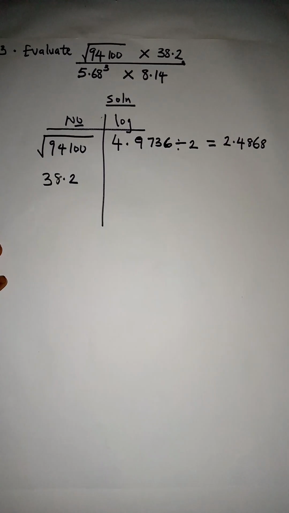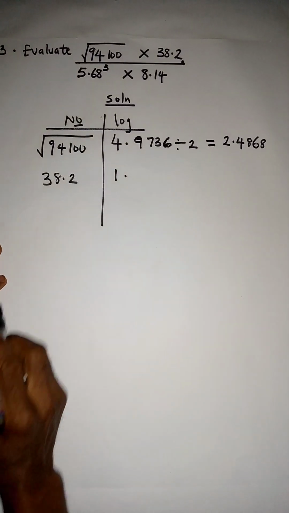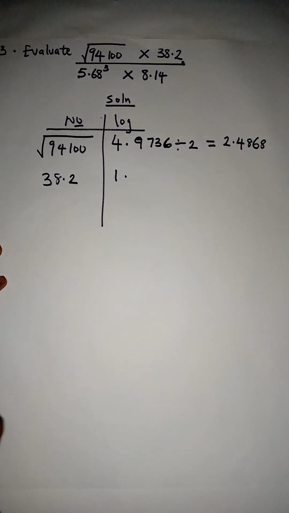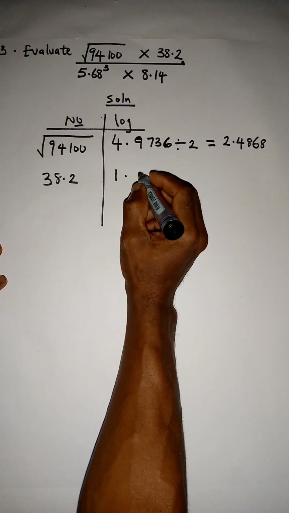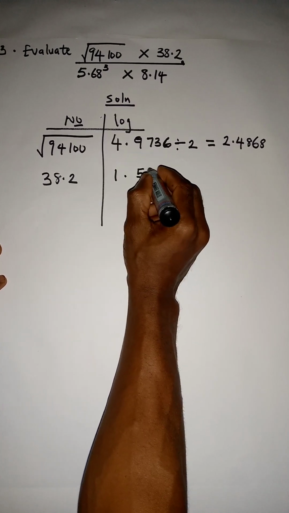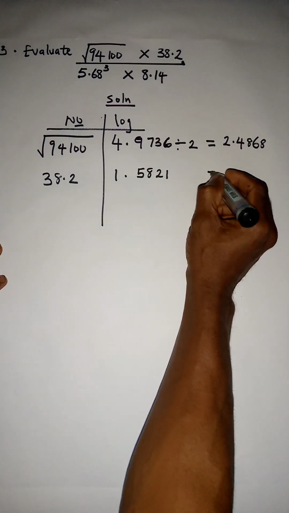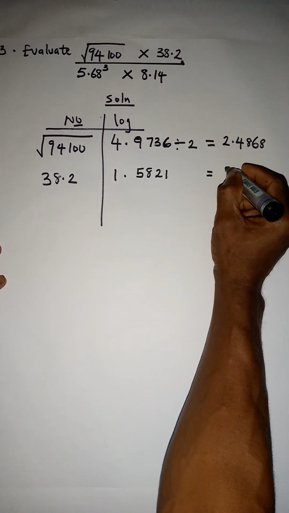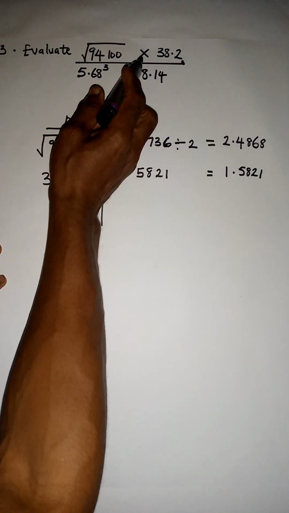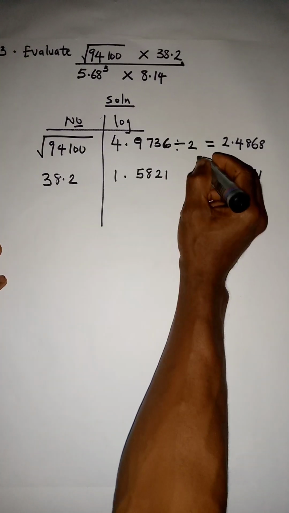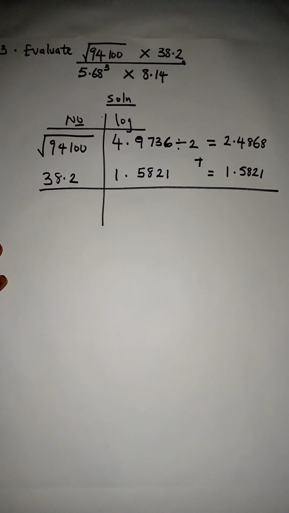Next, let's take the other number, which is 38.2. We have 2 digits, so 2 minus 1, we have 1 point. What is the logarithm of 38 under 2? We're going to have 5821. So let's move it this way to be on a uniform line. We have 1.5821. Because of the multiplication, we add the logarithm. So let's quickly add that.